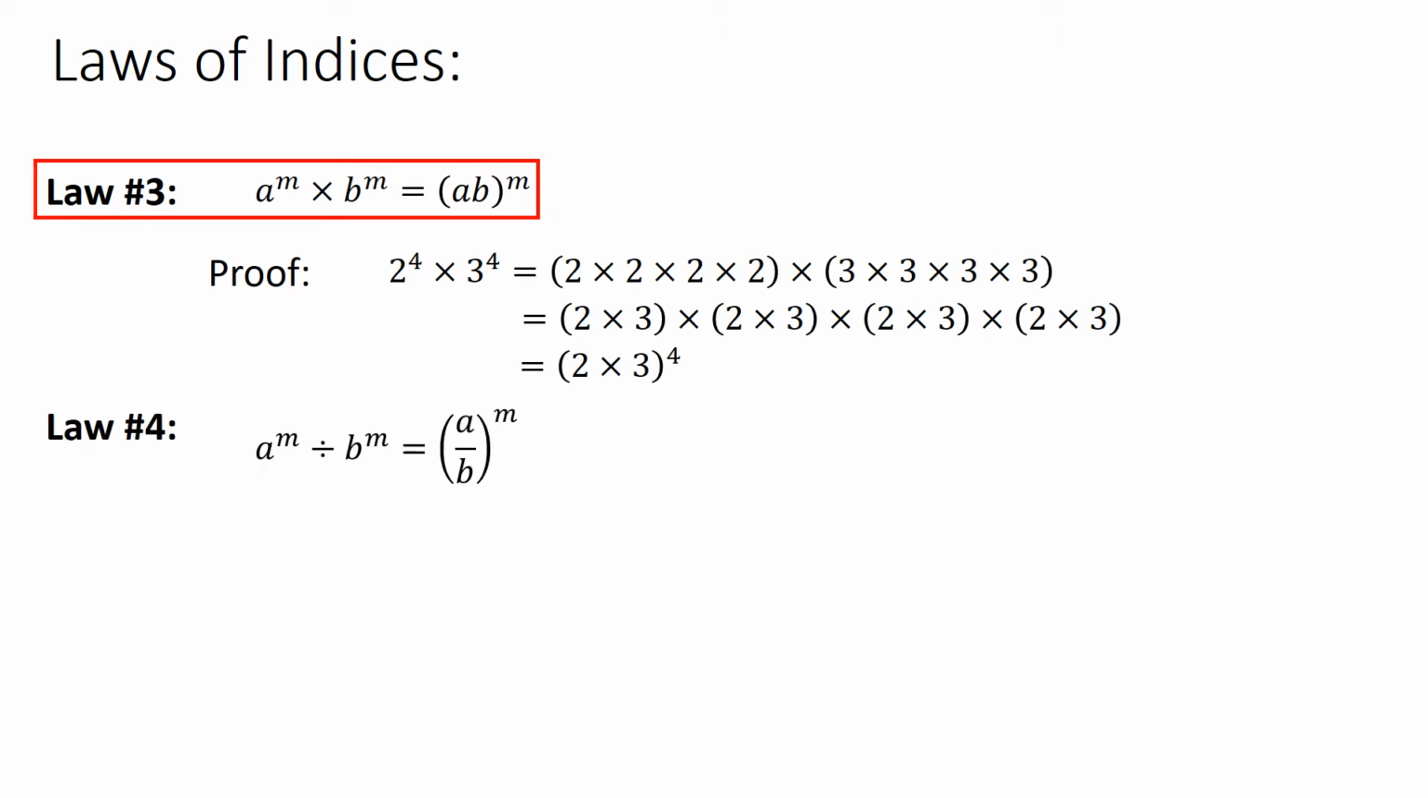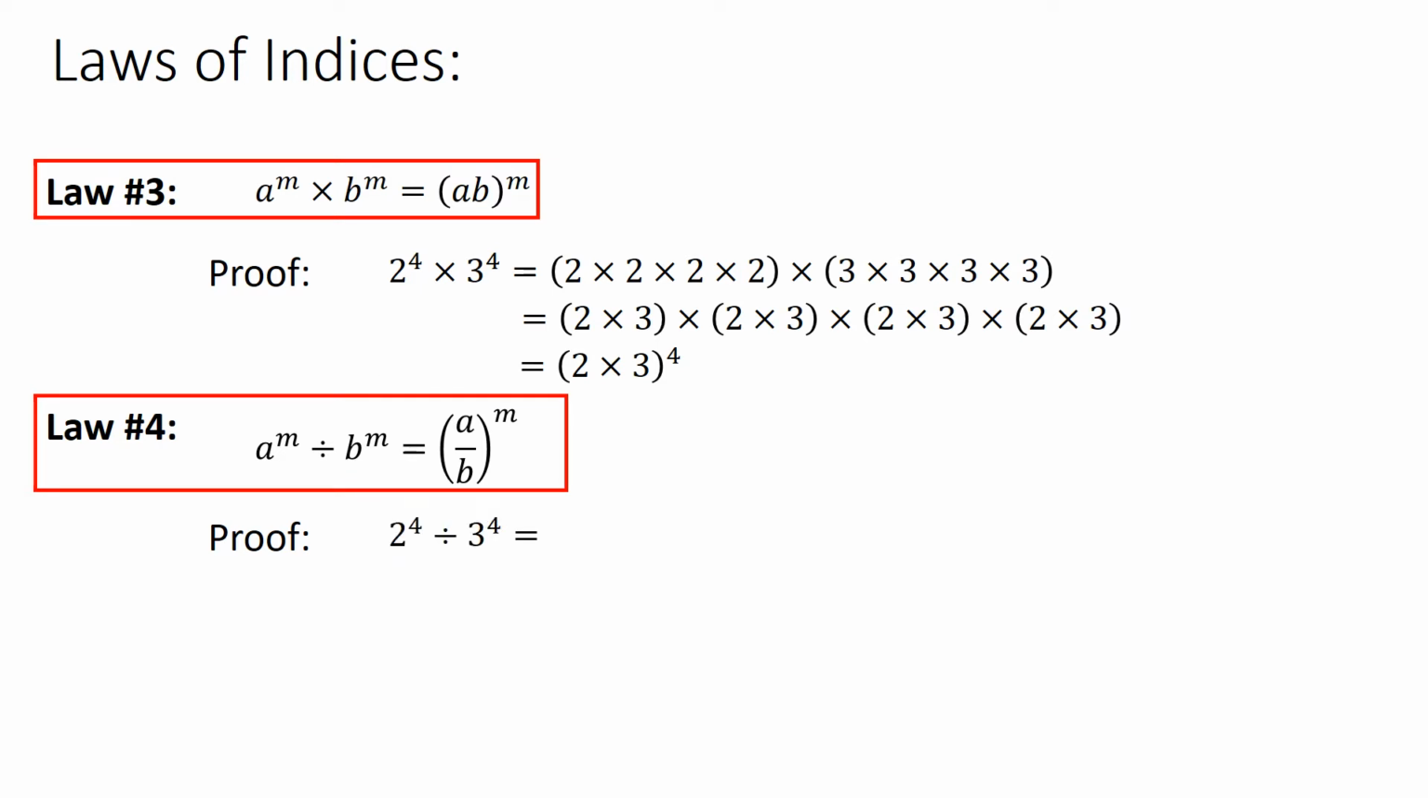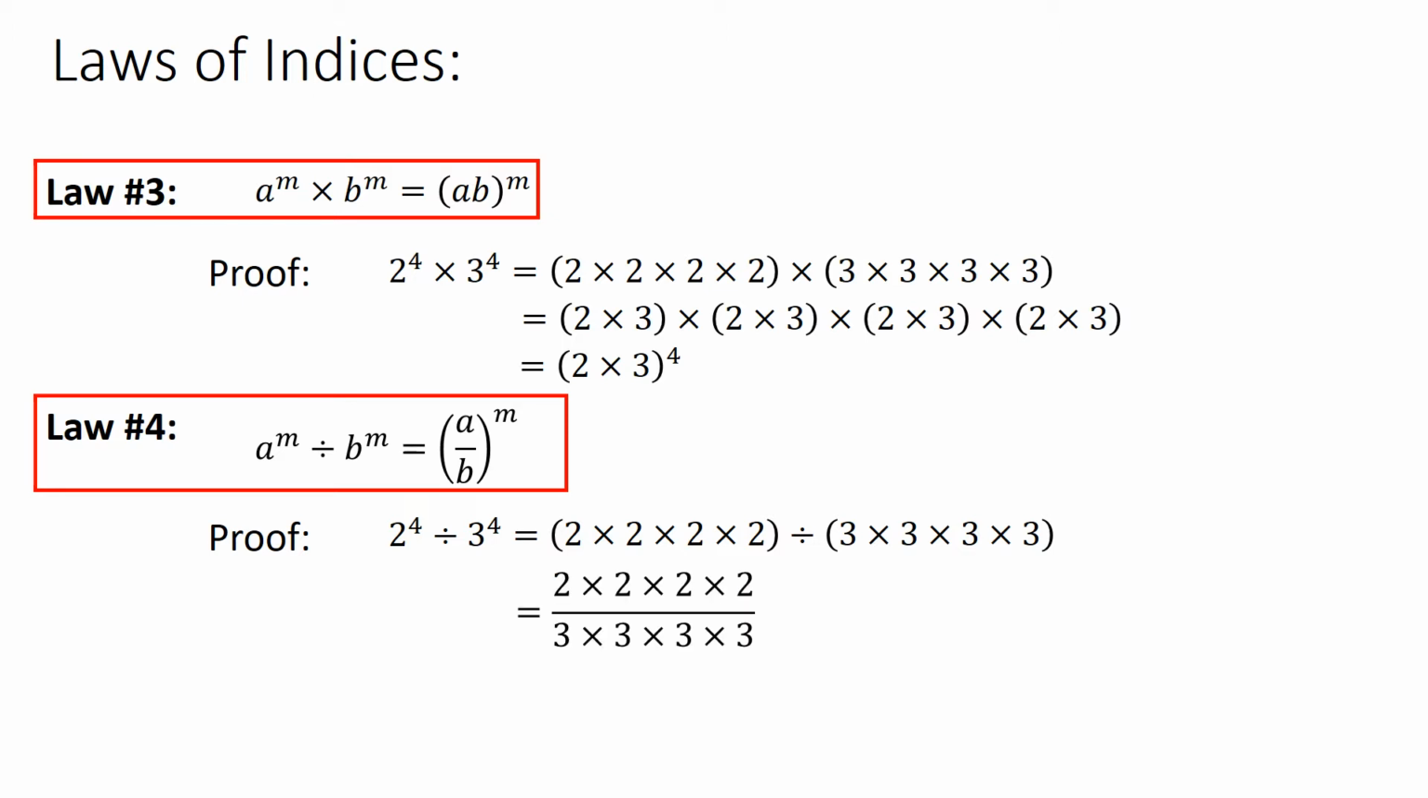Law number 4. a to the power m divided by b to the power m equals bracket a over b to the power m. This law is similar to law number 3. Let's look at the proof. We have 2 to the power 4 divided by 3 to the power 4. It becomes 2 multiplied itself 4 times divided by 3 multiplied itself 4 times. And we can put them into the fraction form, and we get 2 over 3 times 2 over 3 times 2 over 3 times 2 over 3, which is 2 over 3 to the power of 4.